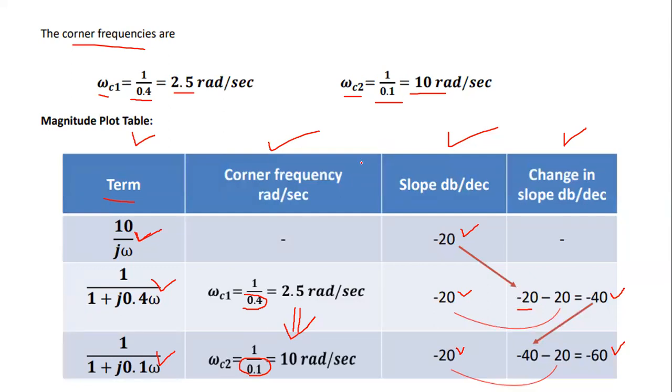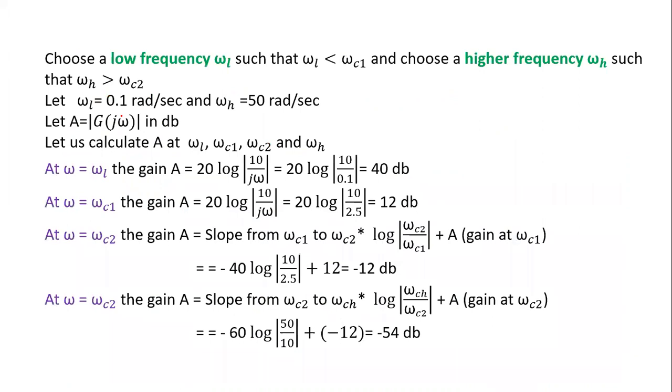Once the magnitude table is over, now we need to take 2 more corner frequencies, that is, one lower corner frequency and one higher corner frequency. On what basis are we choosing them? The lower corner frequency will be less than the least corner frequency omega C1, and the higher corner frequency omega H will be greater than omega C2.